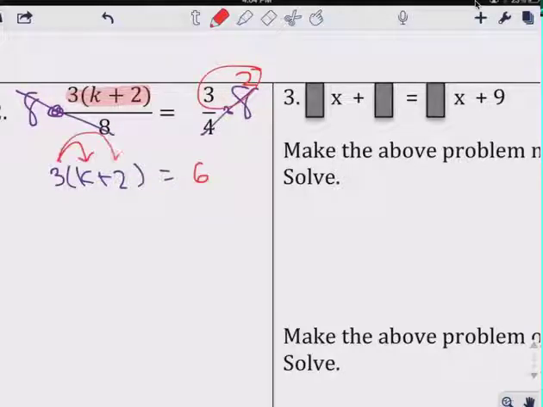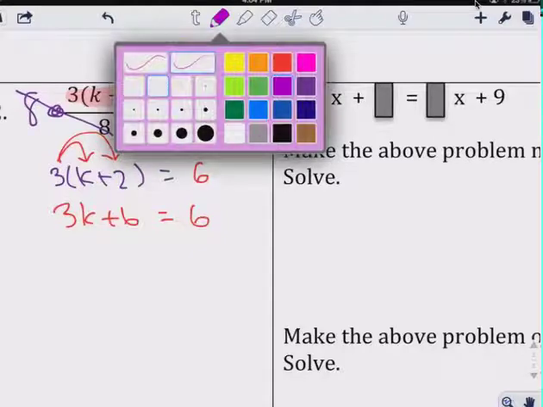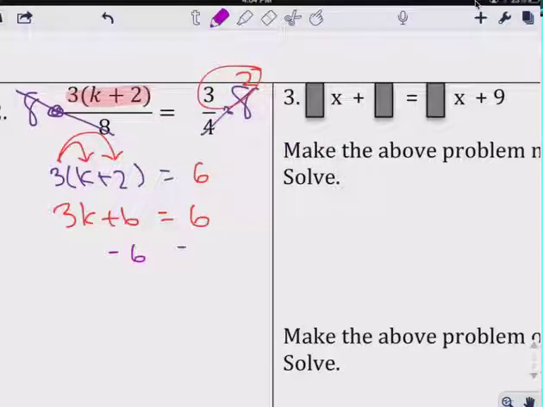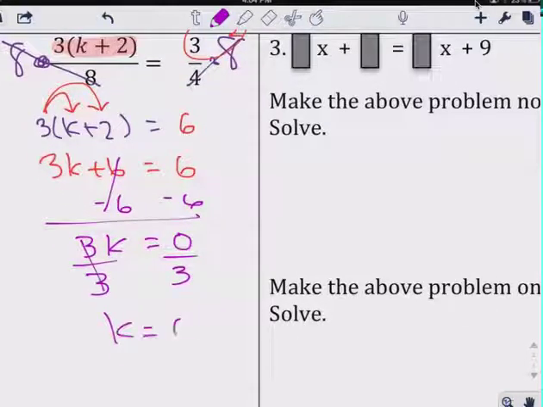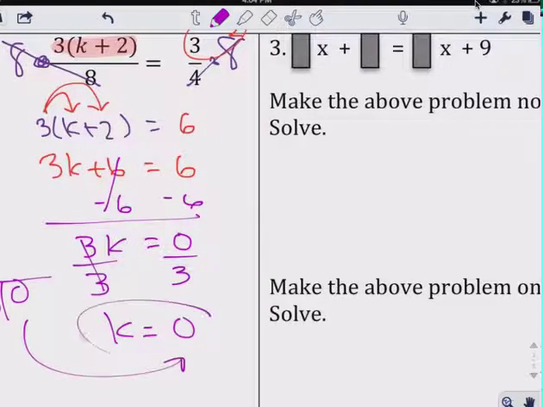Distribute. 3k plus 6 equals 6. Okay, you minus 6 to both sides, minus 6, leaves you only 3k equals 0. Okay, and then we divide last, correct? Divide last by 3. You get k equals 0 because 0 divided by 3 is 0.